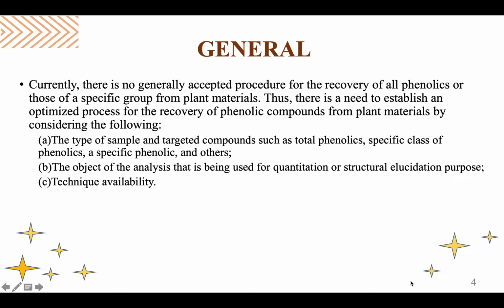Currently there is no generally accepted procedure to recover all phenolics or those of a specific group from plant materials. So we need to establish an optimized process for the recovery of phenolic compounds from plant material by considering the following. The first is the type of the sample and the target compounds. The second is the objective of the analysis, and the last is the technique applied.